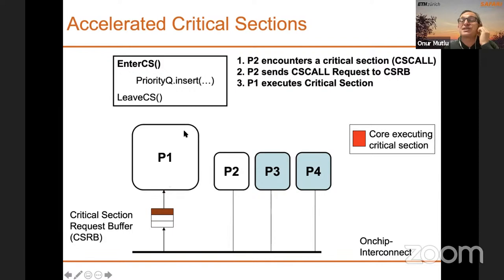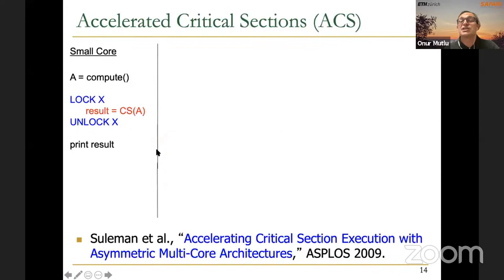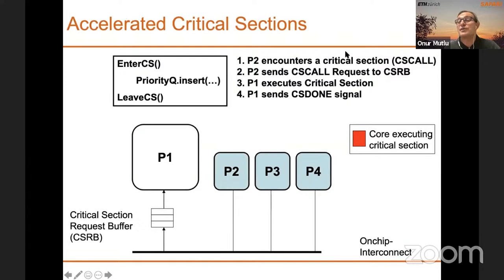Processor 1 executes the critical section, assuming that there are no other critical sections waiting for execution, because processor 1 serializes the critical sections so that it can maintain correctness, clearly. And then once it's done with the critical section, it sends a done signal so that processor 2 can continue execution. That's the idea, basically. It sounds very simple. Again, it's very similar to a remote procedure call that you execute in distributed systems programming. Okay, let's go into a little bit more detail right now.